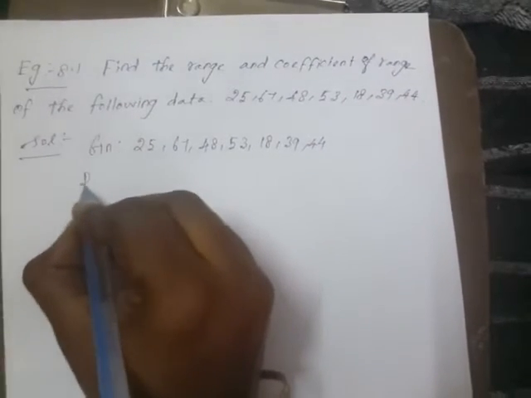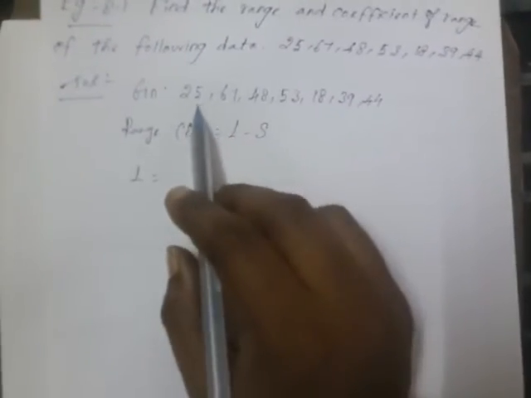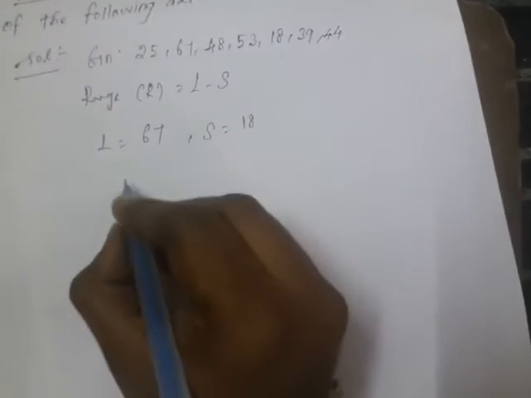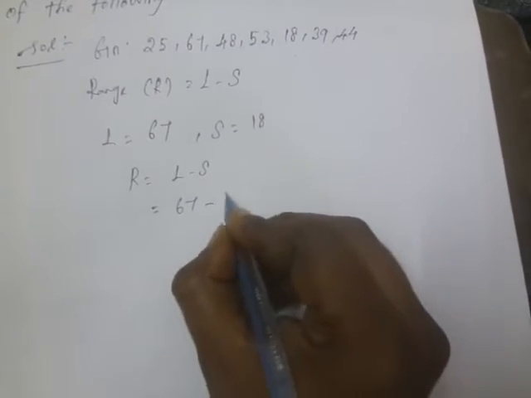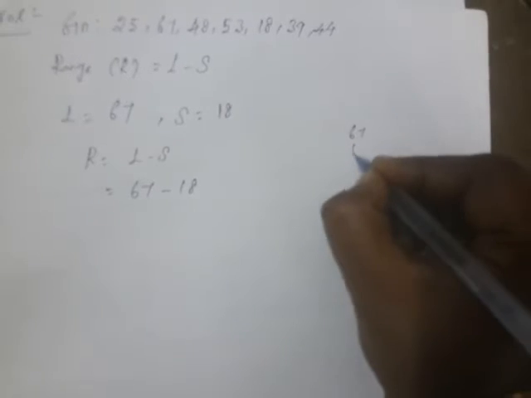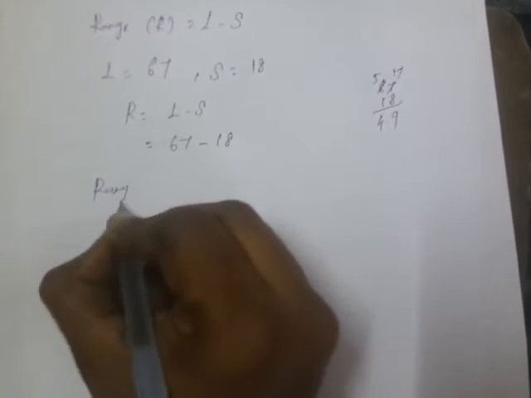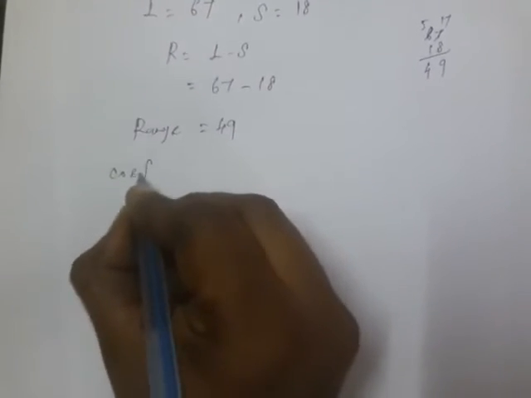So, the range formula: range R is equal to L minus S. L means the largest value here. Which is the largest value? 67. The smallest value? 18. Okay. So range R is equal to L minus S, so 67 minus 18. Subtracting it, we get 49. So the range is equal to 49.